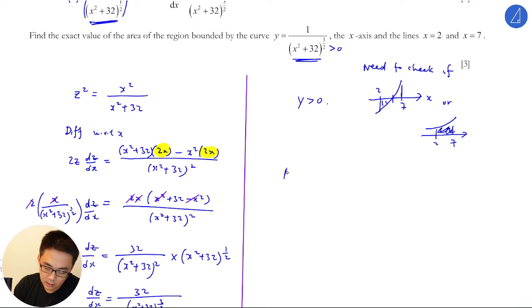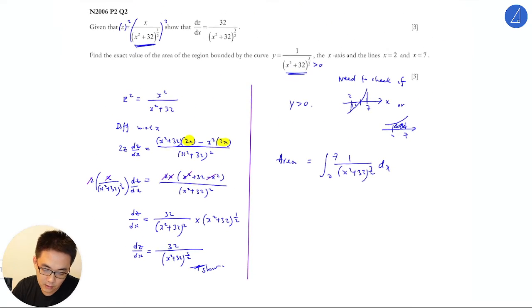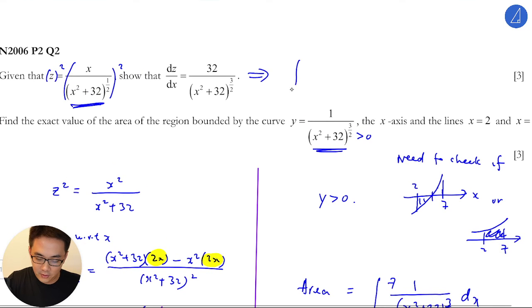Your area is 2 to 7. Oh, actually okay, right? So you know that from the previous part, integrating this will give you that one. Integrating this will give you, oh wow, too many alphabets. So you know that 32 over x squared plus 2 dx is equal to z.